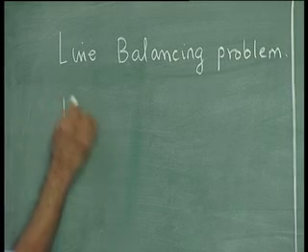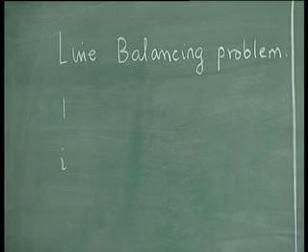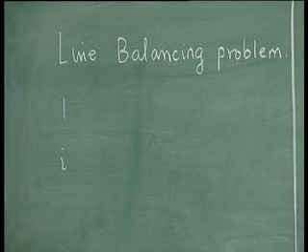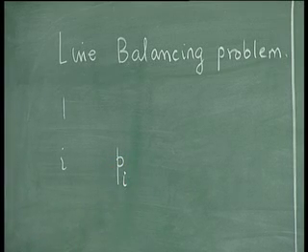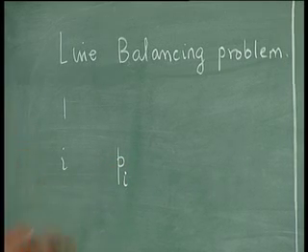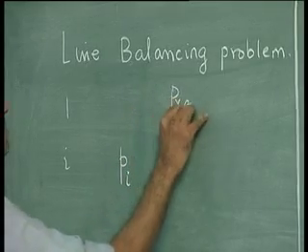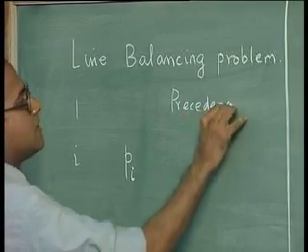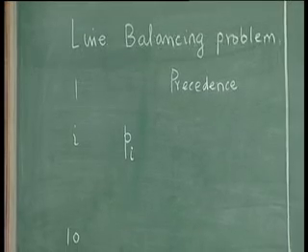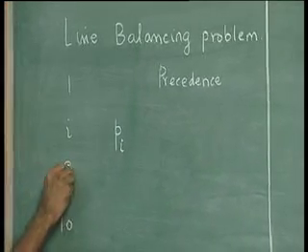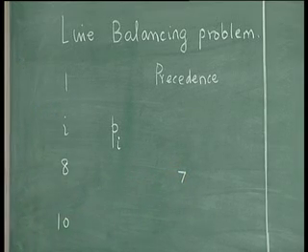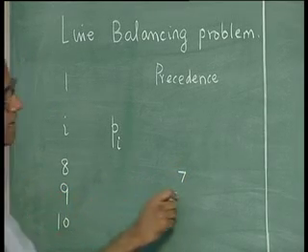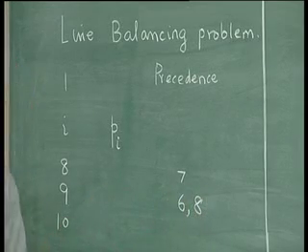These 10 items have to be assembled and they make a final product. For each of these items, for item i, the time taken to assemble one piece of item i into the assembly is given by, say, Pi. Sometimes there will be precedence relationships, and you might have a relationship which says that, for example, 8 can be assembled only after 7 is assembled, or 9 can be assembled only after say 6 and 8 are assembled, and so on.